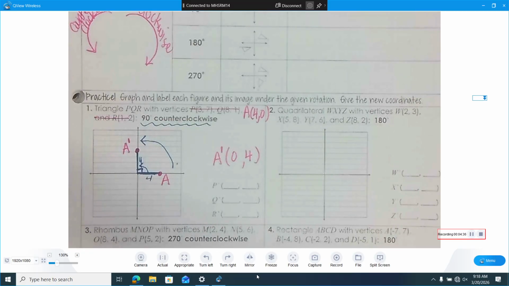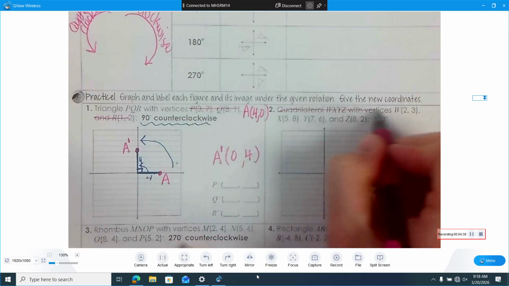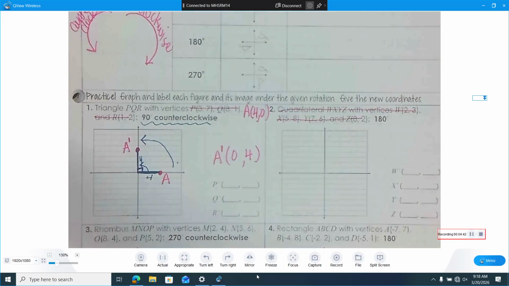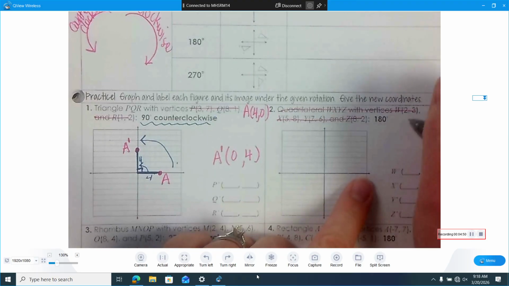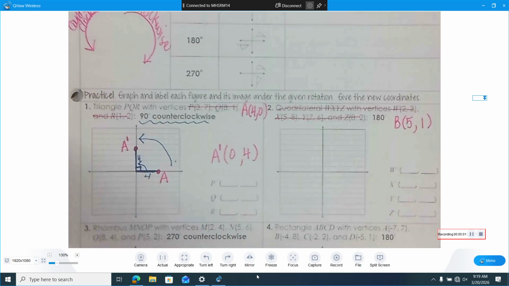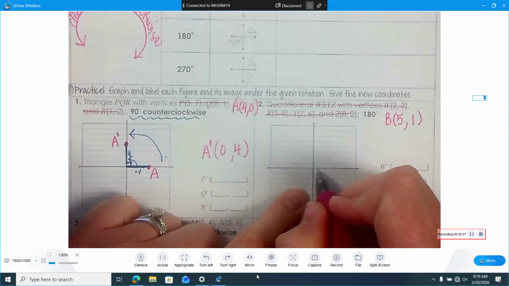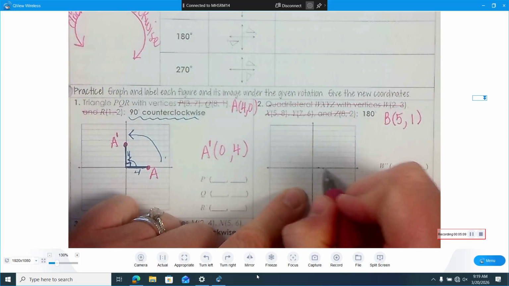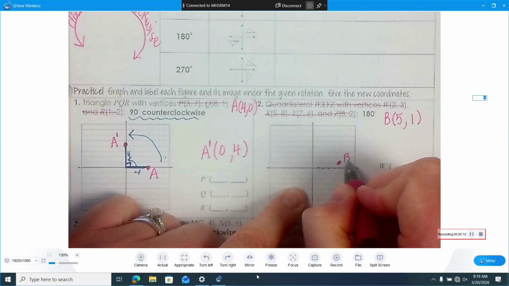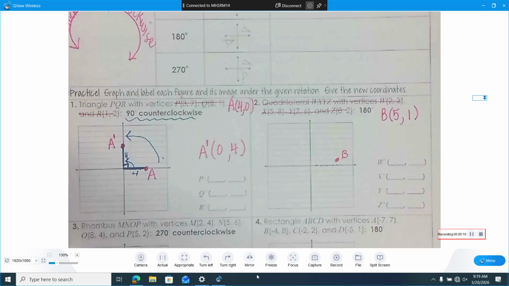Okay. Let's try another. So again, we are ignoring what's here. And let's pretend we have a point right here. Let's call it point B. Point B is going to be at 5, 1. And we are going to rotate that point 180 degrees. But let's start by plotting point B. So it's at 1, 2, 3, 4, 5, up 1. So here's point B at 5, 1.